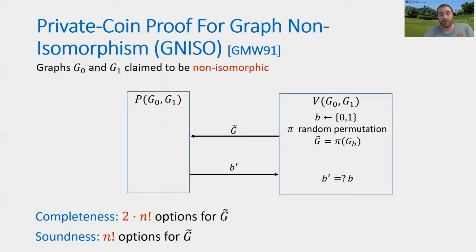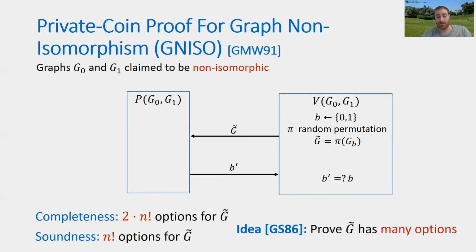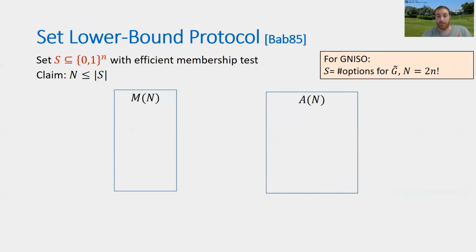So the idea that Goldwasser and Sipser had was to use a set lower bound protocol to prove that G tilde has many options. How does the set lower bound protocol look? Well, we have some set that we're trying to prove is large. Let's assume for now that we have efficient membership for this set. This set in our case was the set of options for G tilde. And we have a claim n, which is the size of the set. In our case, it was 2 times n factorial.